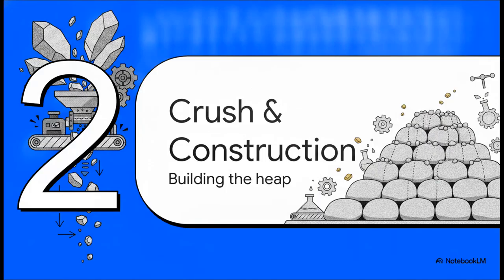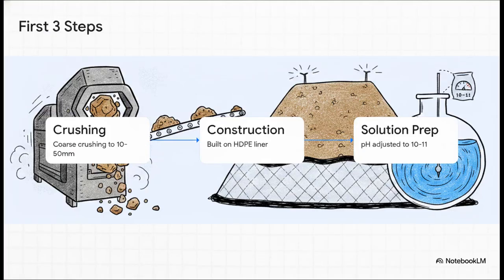Moving on to Section 2, Crushing and Heap Construction. Let's look at the actual engineering mechanics. So here are the first 3 chronological steps of our standard process flow. Step 1 is coarse crushing. We just need to break the raw ore down to a target size of, say, 10 to 50 millimeters. Step 2 is heap construction, which is exactly what it sounds like, piling that crushed rock up safely. And Step 3 is prepping the leaching solution.